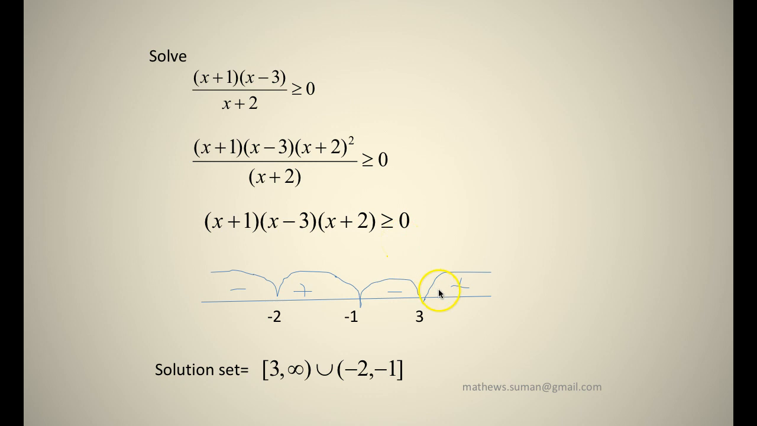So it is greater than or equal to 0 in two intervals here. That would be the closed interval 3 to infinity and the interval from minus 2 to minus 1. We take the open end at minus 2 and the closed end at minus 1. We do not take minus 2 because if x is minus 2, the function would be undefined. So the solution set would be 3 to infinity including 3, and the open interval minus 2 to minus 1, closed at minus 1.